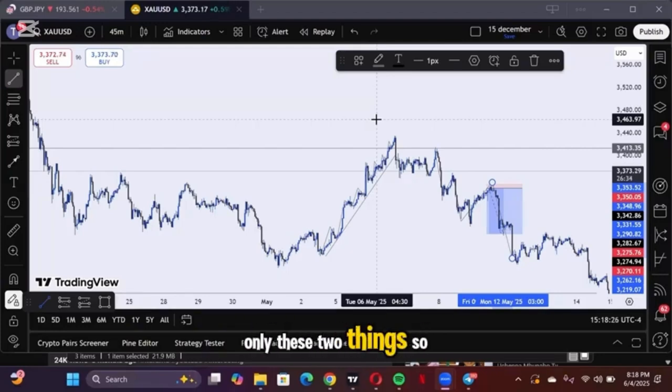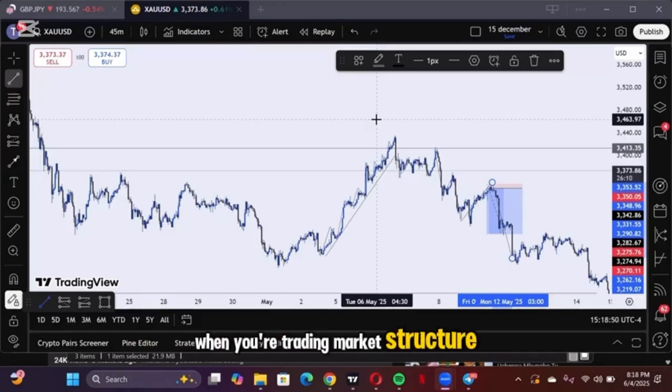Only these two things. So if it's a continuation, if it's an uptrend, you're looking for a way to jump into market being on the uptrend. Or if it's a reversal, if it's an uptrend, you're looking for a way to join into market selling to the downside. And if it's a downtrend and you're looking for continuations, you're looking for a way to join into the sell. But if it's a downtrend and there's a reversal, you're looking for a way to join into the buy. So there's only two things you pay attention to when you're trading market structure. Either you're trading continuations or you're trading reversals.